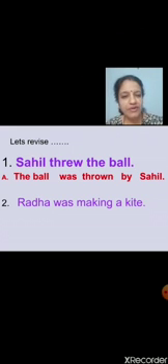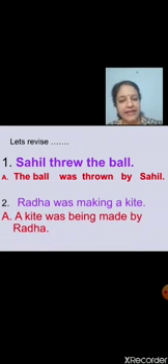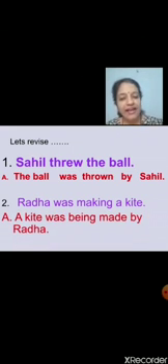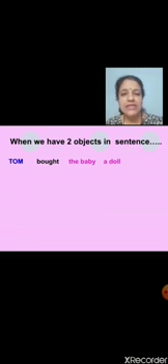Other things you can do very easily. Yes, the answer is: a kite was being made by Radha. A kite was being made by Radha. Now, sometimes a sentence might have two objects.